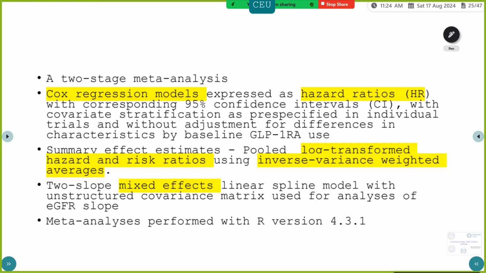So just a word on the statistical methods that they used. They used a two-stage meta-analysis. They used Cox regression models. They have given the hazard ratios, log transformed hazard and risk ratios, and they've used a mixed effects model for the eGFR slope.